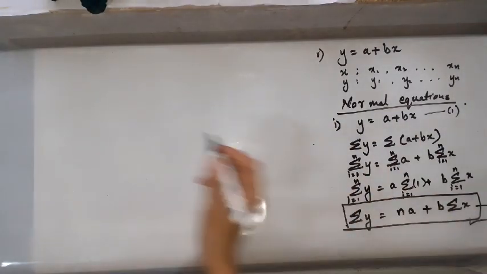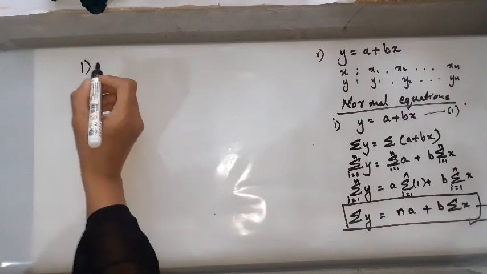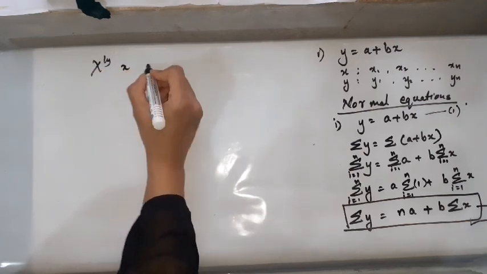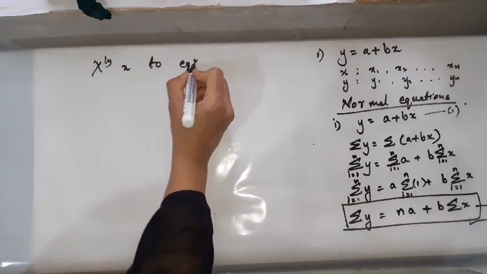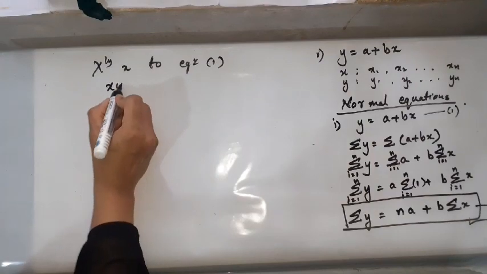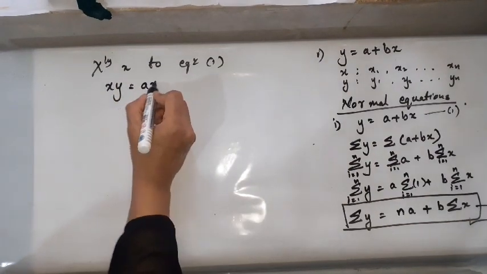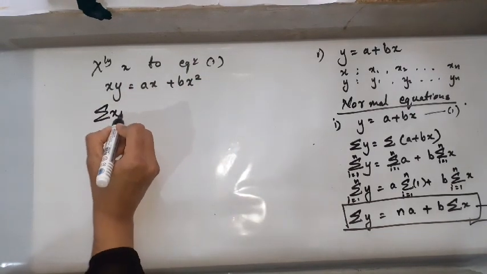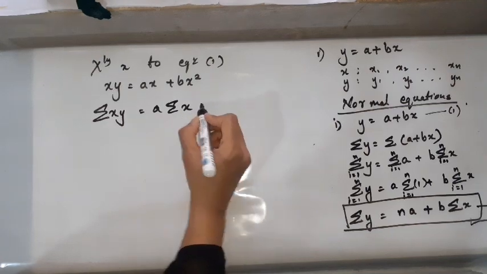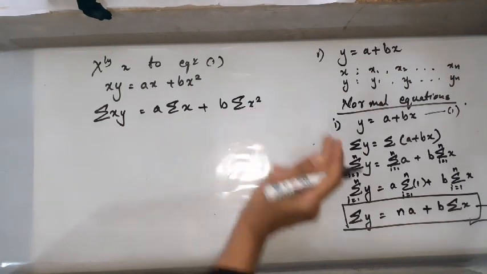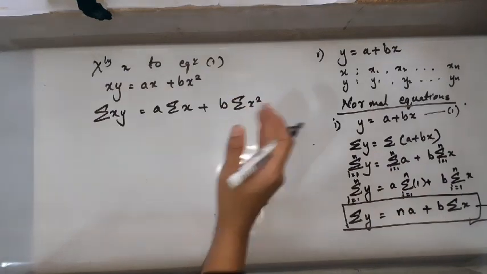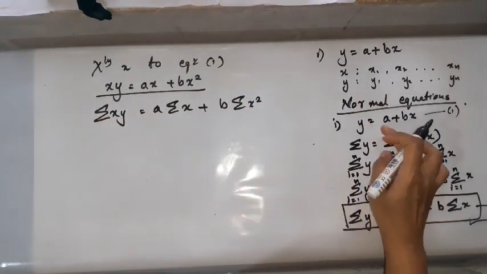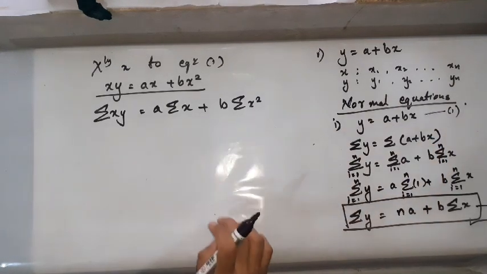Okay, so you take equation 1. Multiplying x to equation 1, so what do you get? It will be x into y is equal to a into x plus b x square. Okay, now you take the summation: summation xy is equal to a into summation x plus b into summation x square, like the explanation has been given. So the same way you can apply the summation on both the sides to this equation now. What you are doing, first you will multiply x to this equation and then take summation throughout.